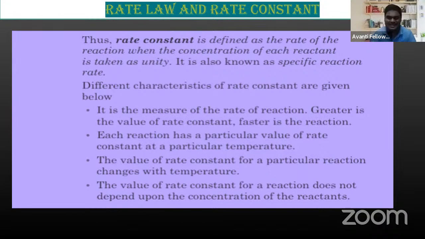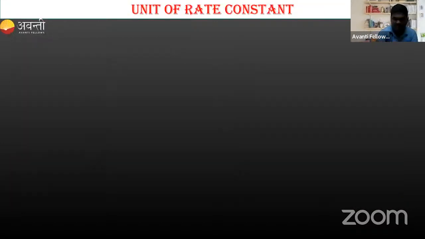What are the different characteristics of the rate constant? First, it is a measure of the rate of reaction. Greater is the value of the rate constant, faster is the reaction. Each reaction has a particular value of rate constant at a particular temperature. The value of the rate constant for a particular reaction changes with temperature. And last, the value of the rate constant for a reaction does not depend upon the concentration of the reactant. These are very, very important points.